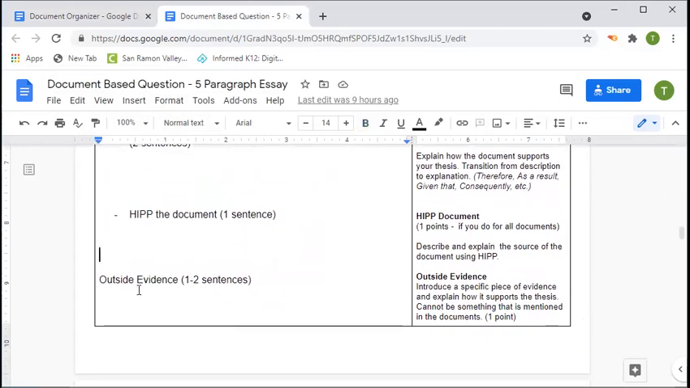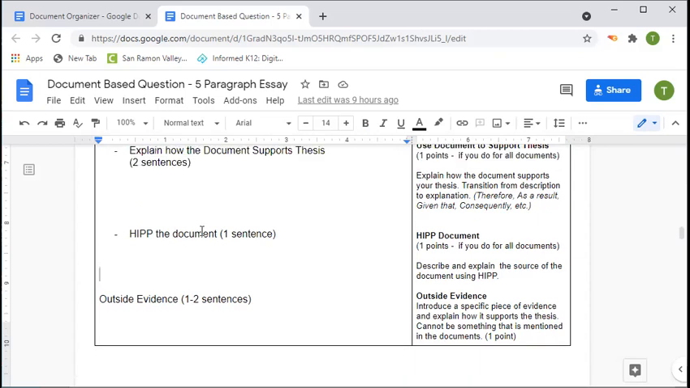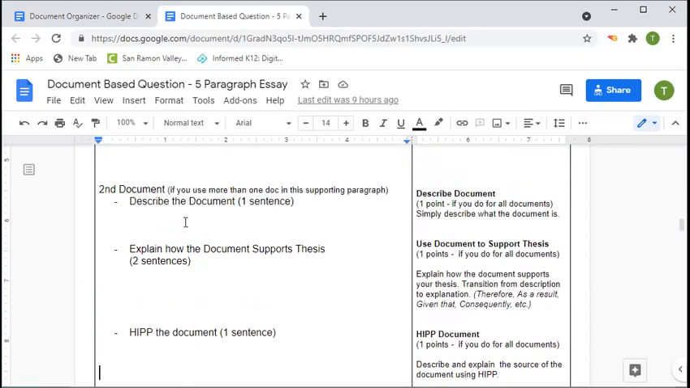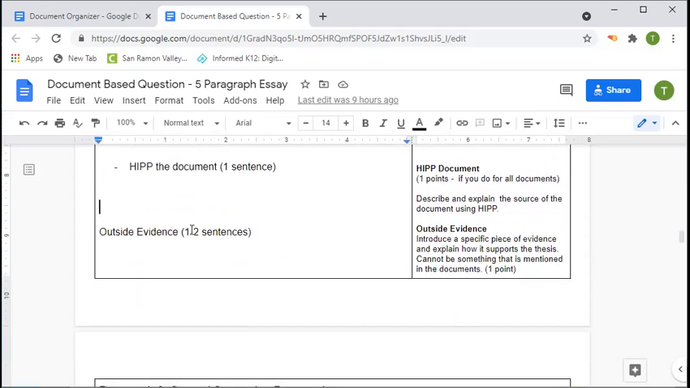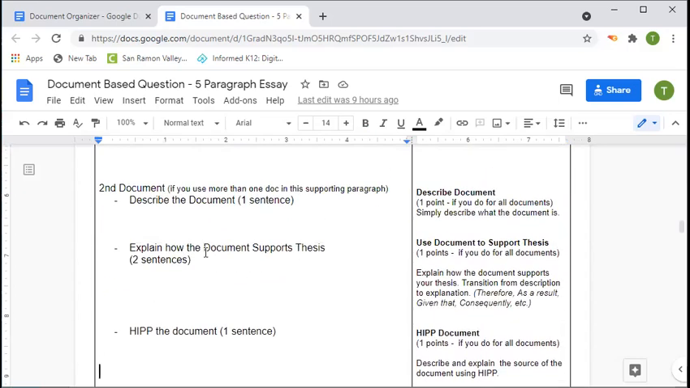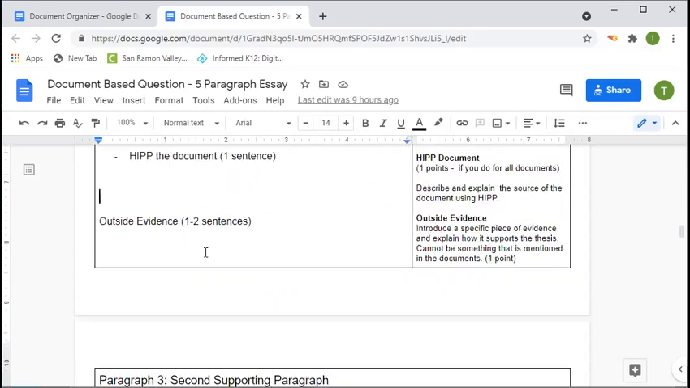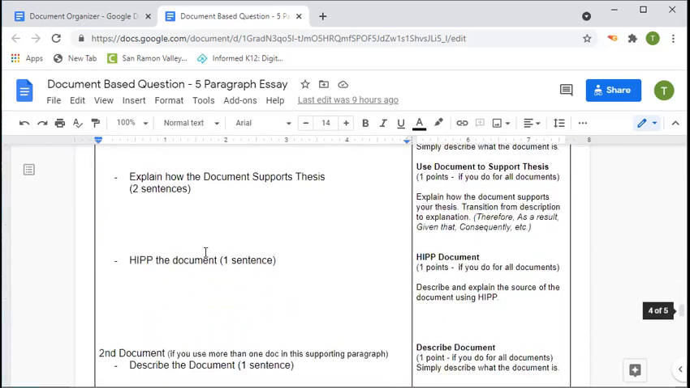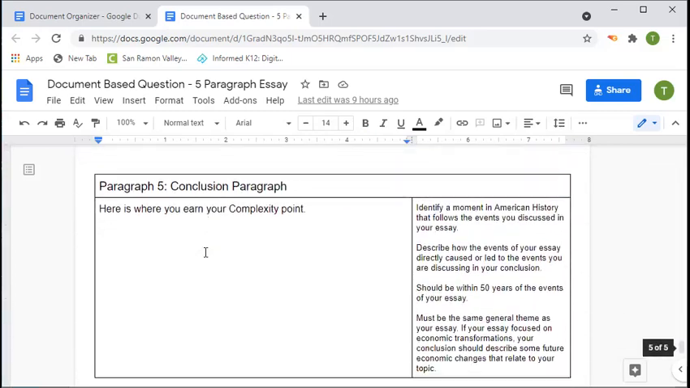And then you're going to do your outside evidence. And your outside evidence is where you have to bring in something that's not in the documents that you name, describe, and explain. So name it, what is it, describe it, and then explain how it connects to your thesis. So again, basically the same thing you're doing with the documents, except for the HIPping part, but it's with a piece of evidence that you've brought in from the outside. So you'll do that for all 3 of these supporting paragraphs. You go all the way through that with the DBQ that I'm giving you.